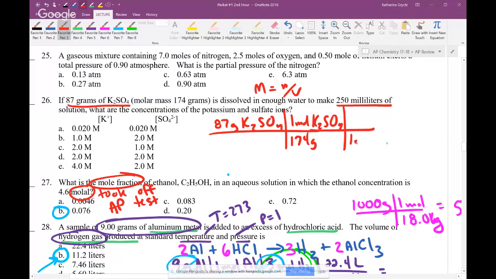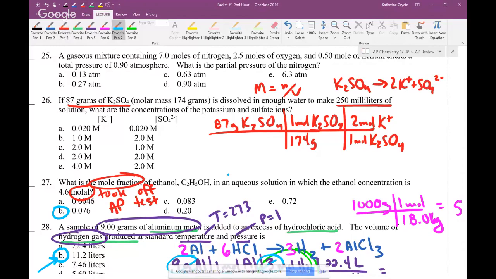If you did K2SO4, and you can definitely do this different ways, every 1 mole of K2SO4 is going to make 2 moles of K plus, because it's going to split apart into K plus and SO4. Why I did the K plus first is if you were going to do it in your head, 87 times 2 happens to be 174. And so this comes out as 1 mole of K plus.